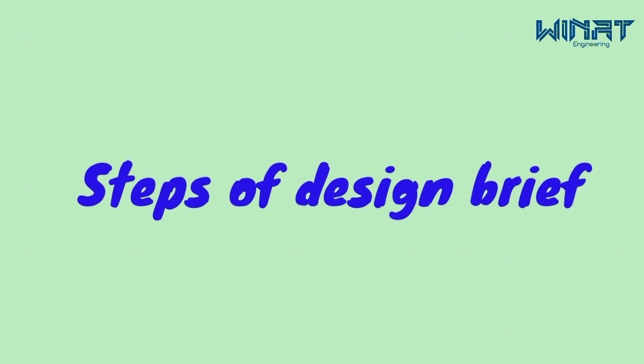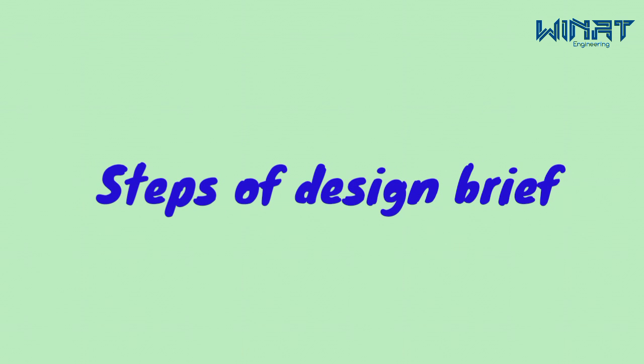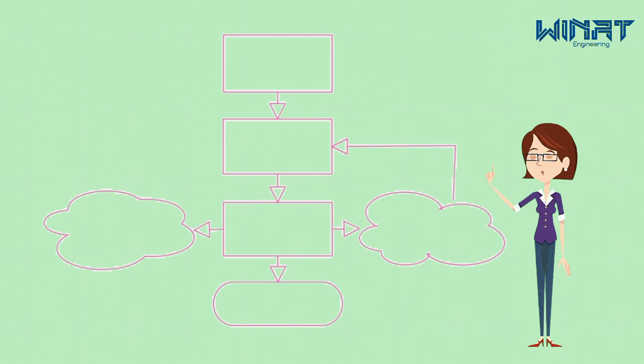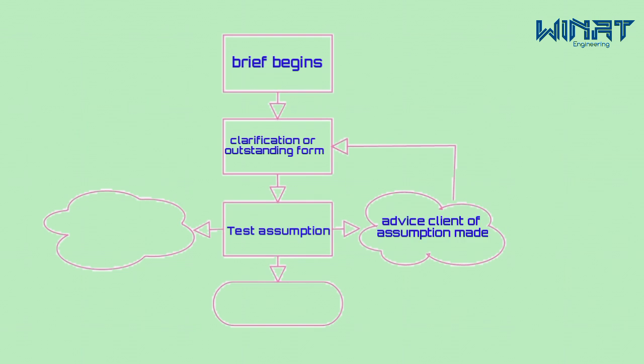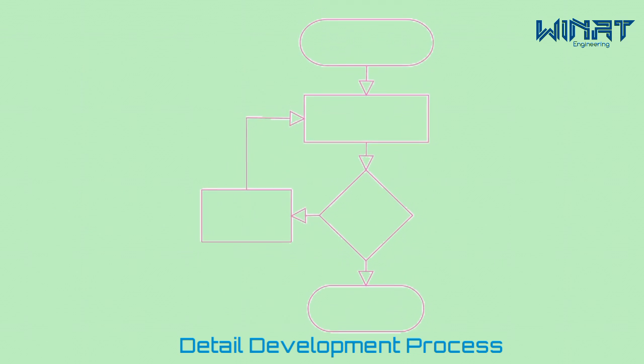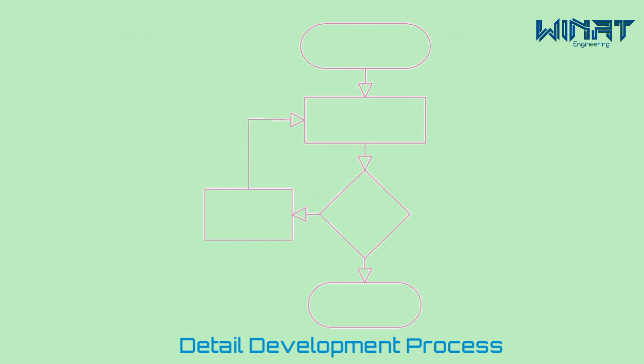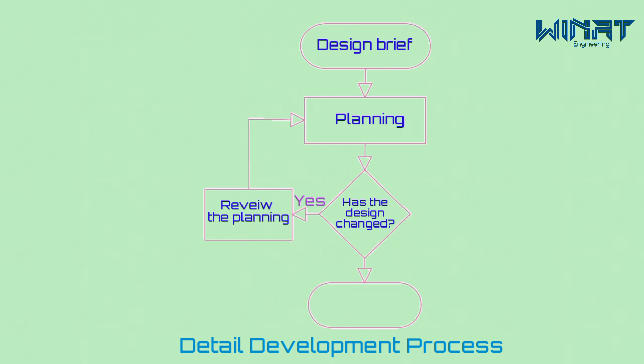Next we are going to discuss the steps of the design brief. You can understand the steps easily by this flow chart. Brief begins. Clarification of outstanding items. Test assumption. Advise client of assumption made. Record assumption. Brief end. The next one is the detailed development process. Design brief. Planning. Has the design brief changed? If yes, review the planning. If no, start detailed design.